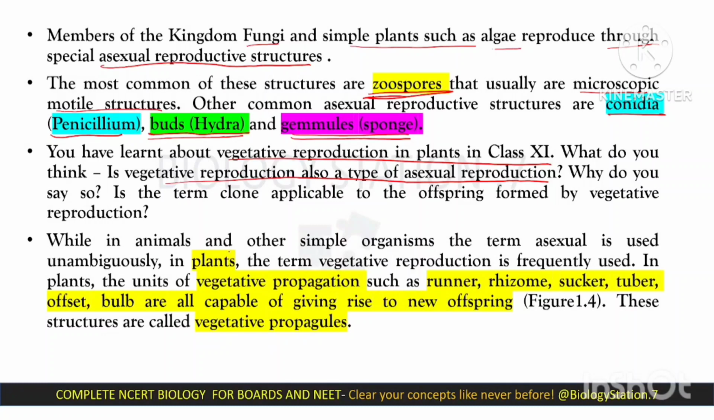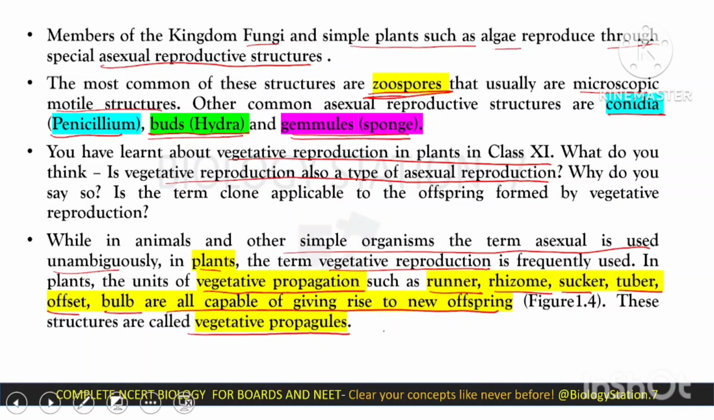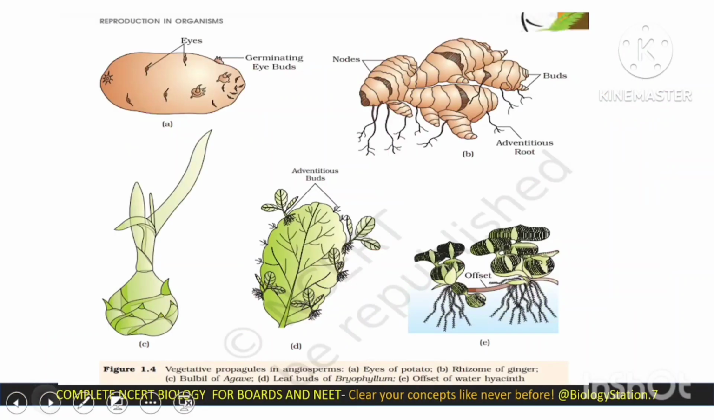While in animals and other simple organisms the term asexual reproduction is used, in plants the term vegetative reproduction is frequently used. In plants, the units of vegetative propagation such as runner, rhizome, suckers, tubers, offset and bulb are all capable of giving rise to new offspring. These are called vegetative propagules. In plants we know that there are many kinds of meristem, and every cell in the plant is totipotent, that is, it has the ability to give rise to a whole new individual. So in plants there is vegetative propagation, that is an asexual mode of reproduction, and here runners, rhizomes, suckers, tubers, offset and bulb are involved in the asexual mode of reproduction.